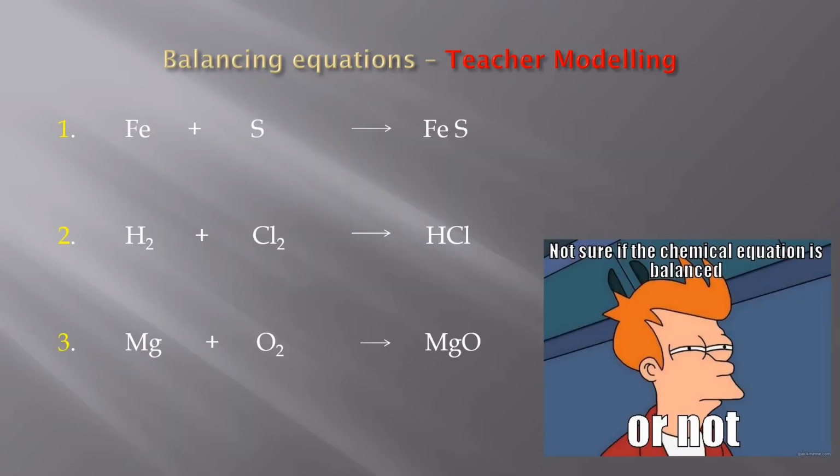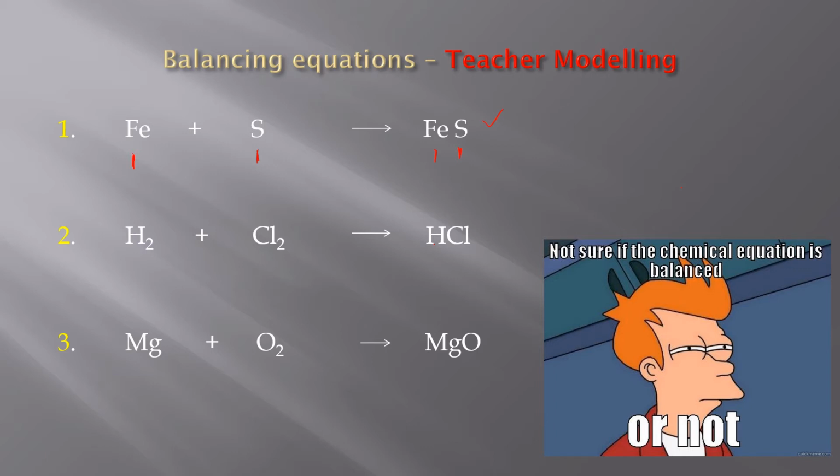But let's have a look at how we do some of this. So here's equation 1. We have Fe, which is iron. There's one iron atom there, and we have one iron atom over the other side. We have one sulfur atom, and we have one sulfur atom over there. So we have the same number of irons on the left and right, and the same number of sulfurs on the left and right. So that is a balanced equation. We don't need to do anything to it. But let's look at the second one.